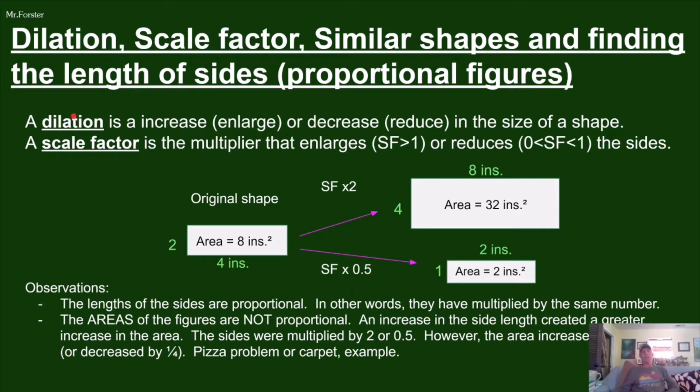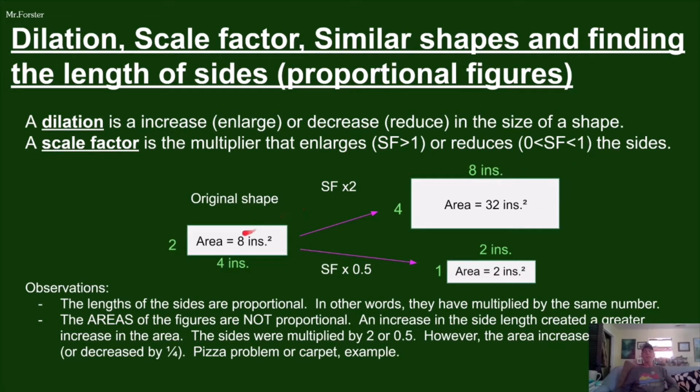So dilation. A dilation is an increase, we call it enlarging, or decrease, reducing, in the size of a shape. You can think of when you print out a paper and put 200 in the print scale, that makes it bigger, and if you put 50% there, that makes it smaller, and that's the concept of scale factor. That's the concept of dilation also. A scale factor is the multiplier that enlarges. So 200%, of course, is greater than 1. That's 2, so that would make it bigger. And 0.5 or 1/2 is 50%, and that would make it smaller.